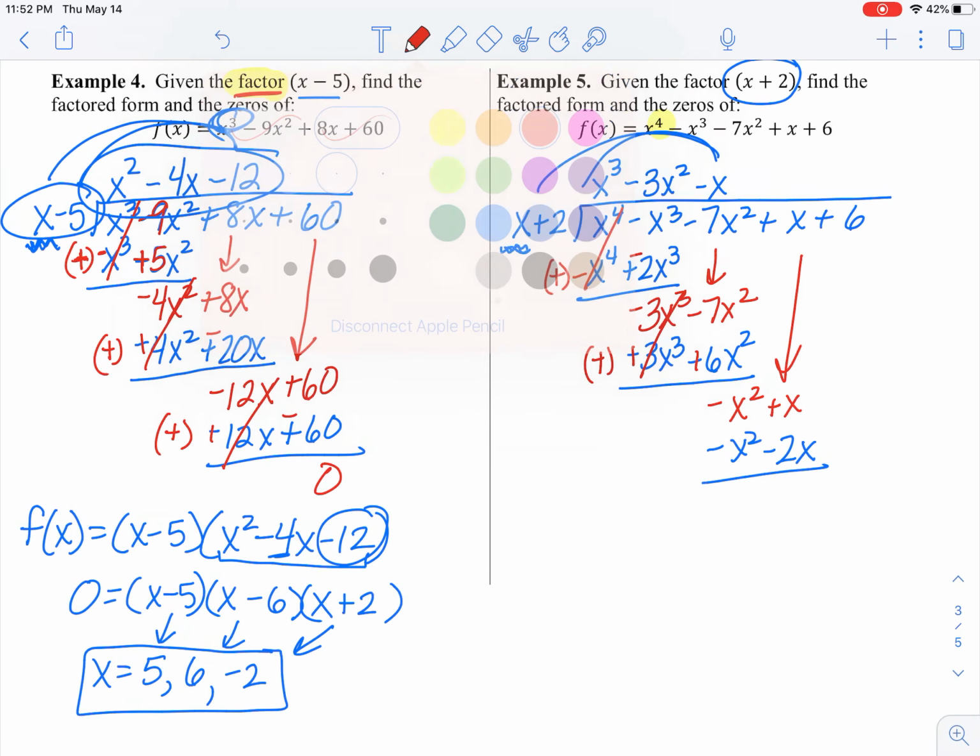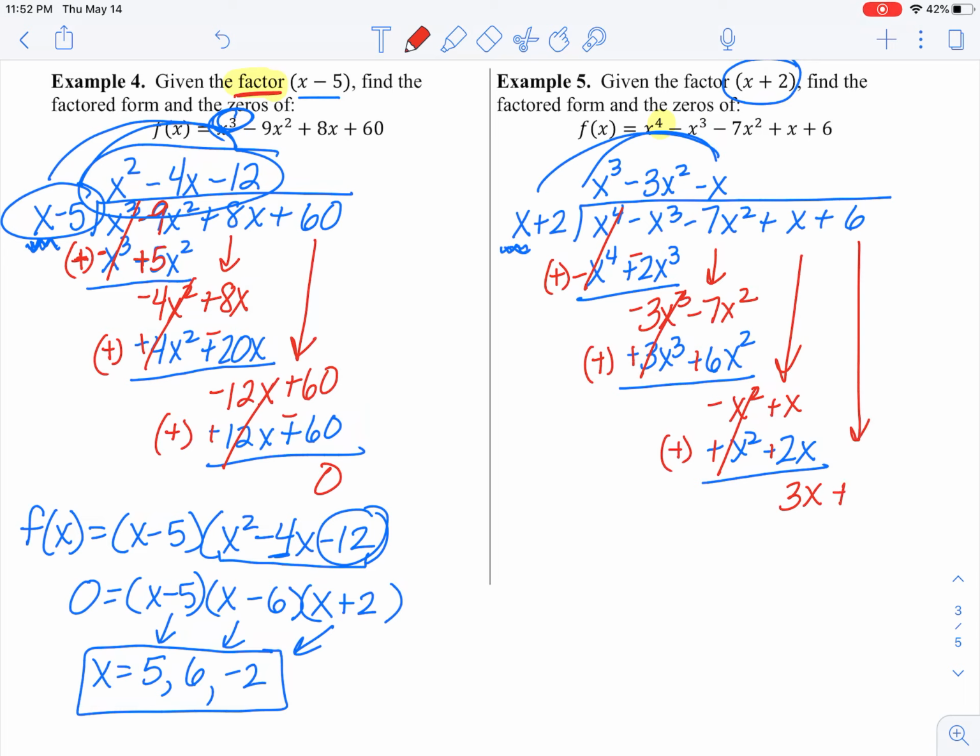And then we're going to change our signs and add. And so negative x squared plus x squared cancels. 1x plus 2x is 3x. And then we're going to bring down our last term, which is a plus 6. And then we'll go through the process for the final time. And we have x times what will give me 3x? 3. And then distribute down.